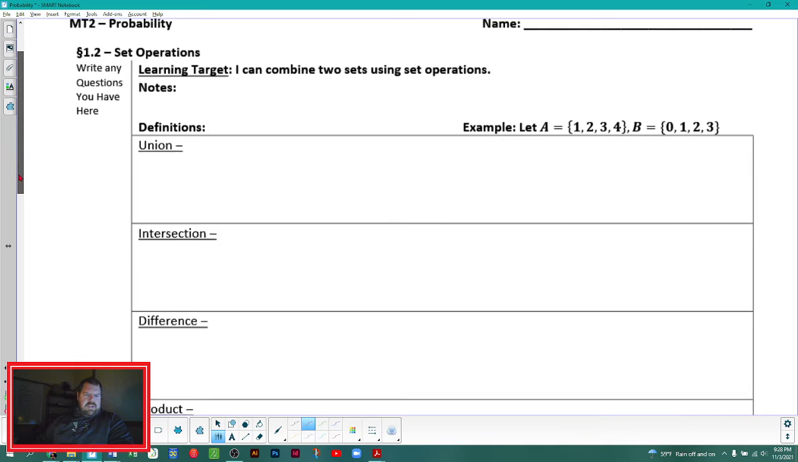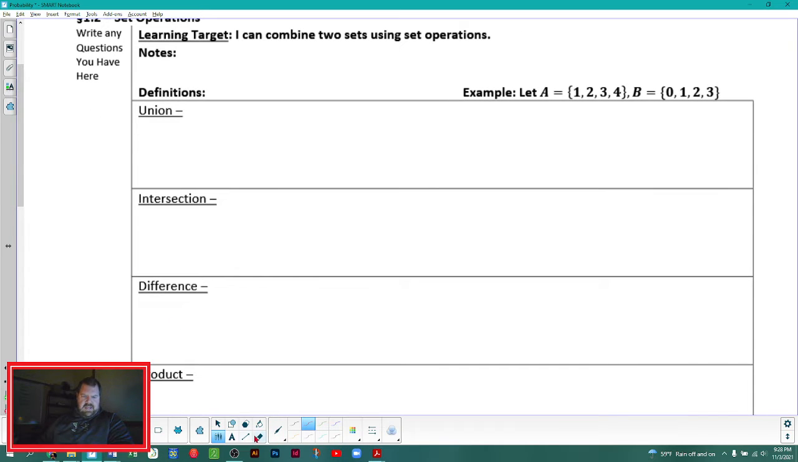What I think is the best idea to organize this page is to throw a line down just to the left of the example there, and we'll treat this as the definition and this as the example, so we get a good look at how each one of these works.